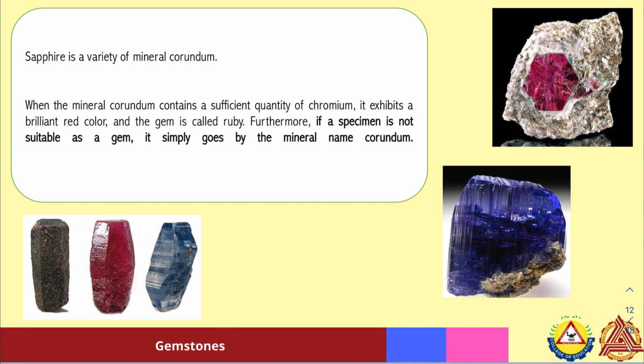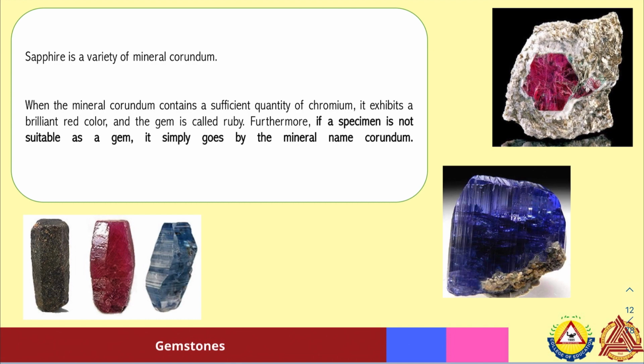Let's try to look into the lattice nga arrangement niya ug lantaw nato kung unsay naa sa iya sa tunga-tunga, or color center niya, nganong ingon ana iyang color. Okay, so when your mineral corundum contains a sufficient quantity of chromium, it exhibits a brilliant red color. So si chromium pwede gyapon siya makahatag og red nga color. And the gem now is called a ruby. So matawag nimo siya gem kung na-process na siya.